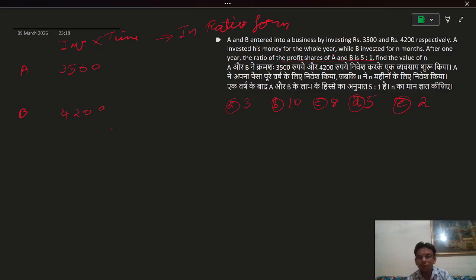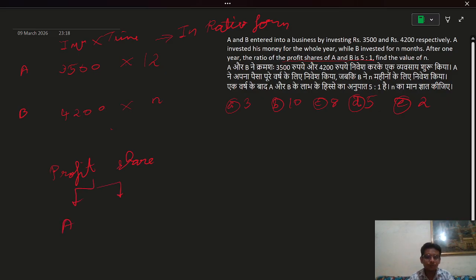A invested this money for the whole year. A invested for how many? For 12 months. B invested for n months. Okay. After 1 year, the ratio of profit shares of A and B. So the profit share will be divided between A and B in the ratio of their investment and time. For A, investment into time of A. For B, investment into time of B.